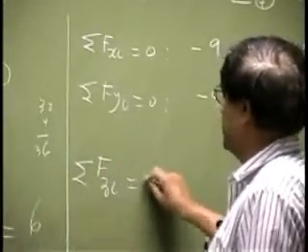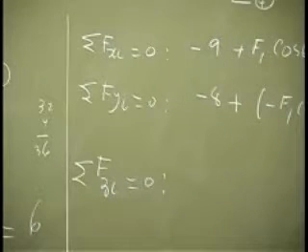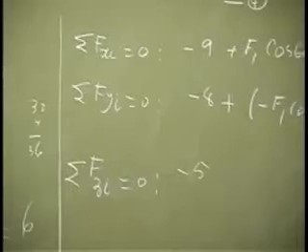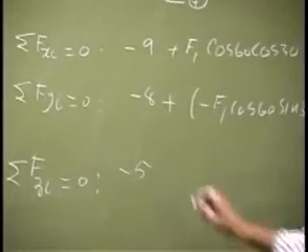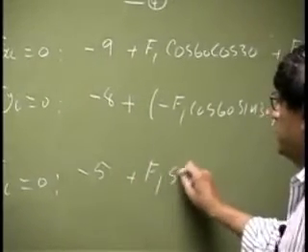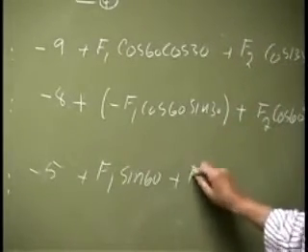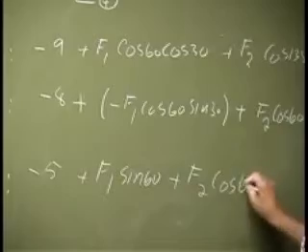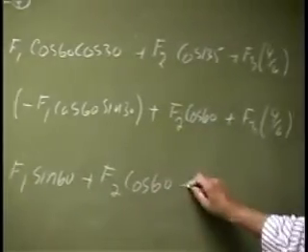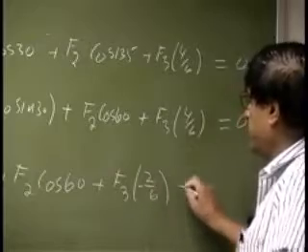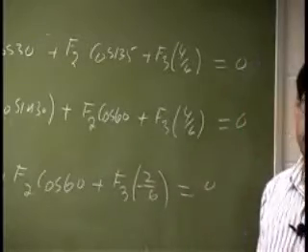Then we get to the third equation. Now we have to look at the z components. So you get negative 5 from the first. The second one is going to give you F1 sine 60. The third one is going to give you F2 cosine 60. Then you have F3 2/6 with a negative, and that goes to 0.